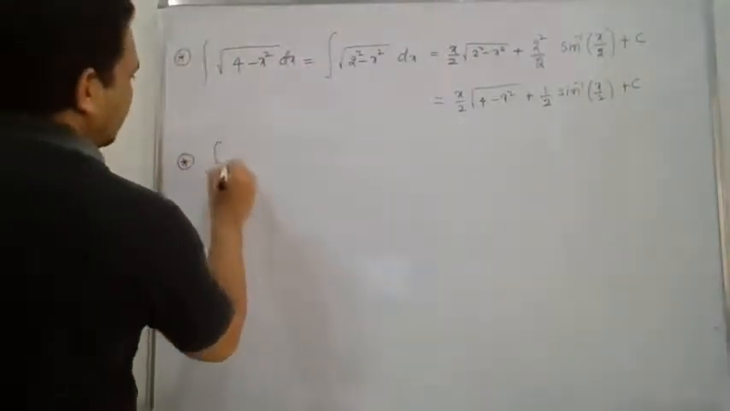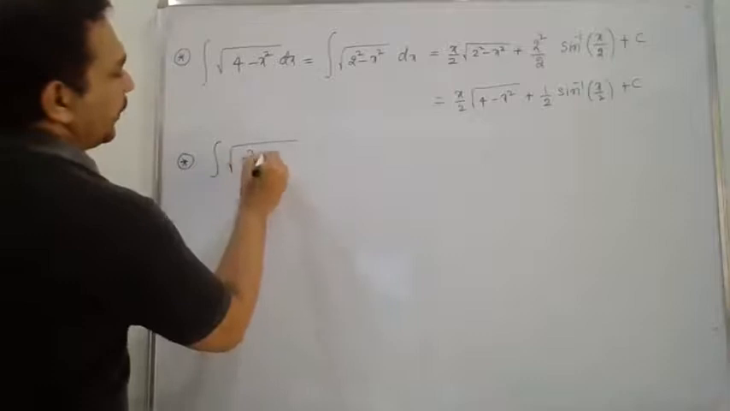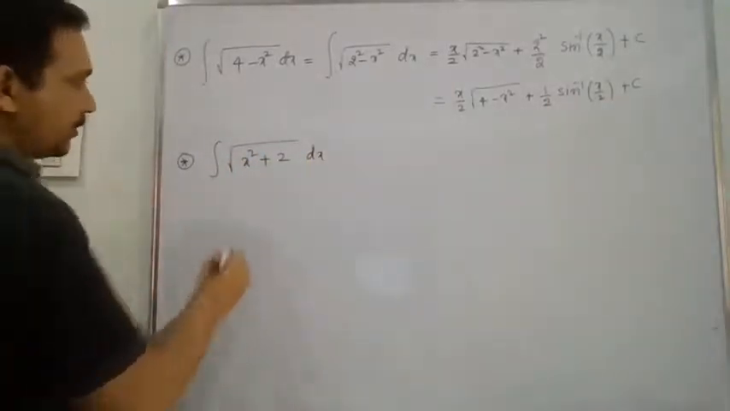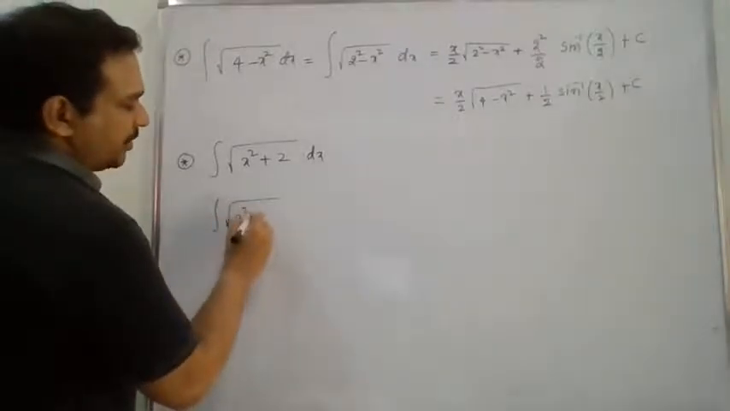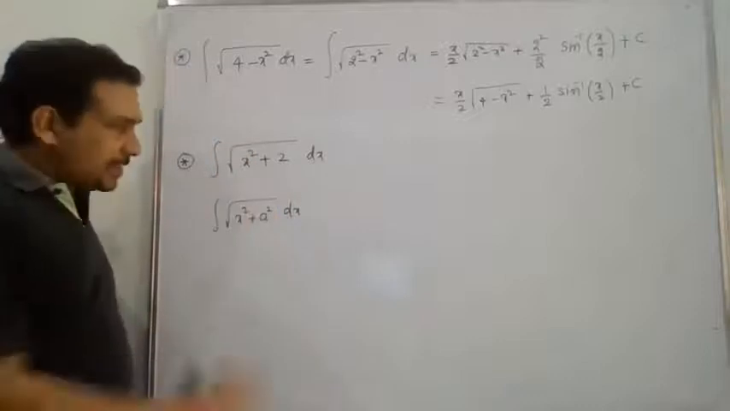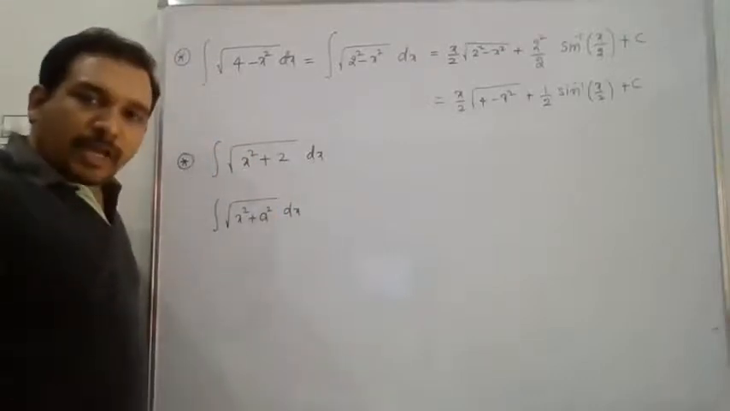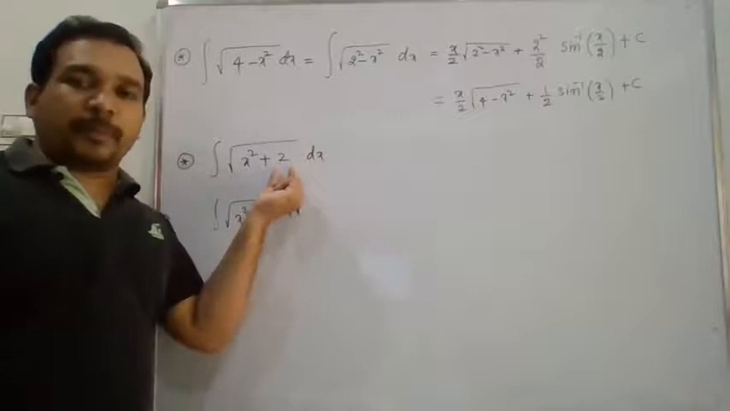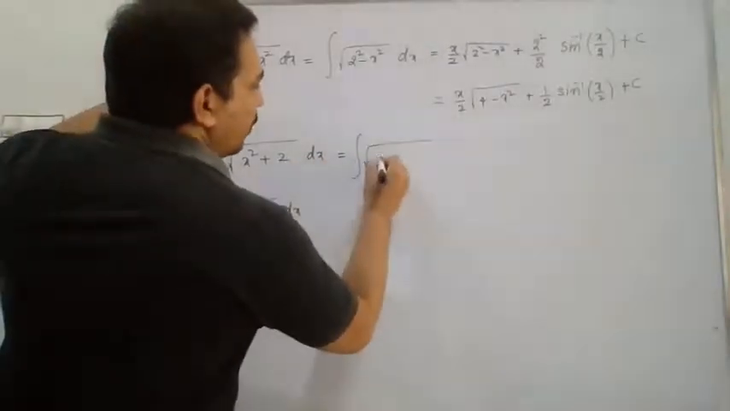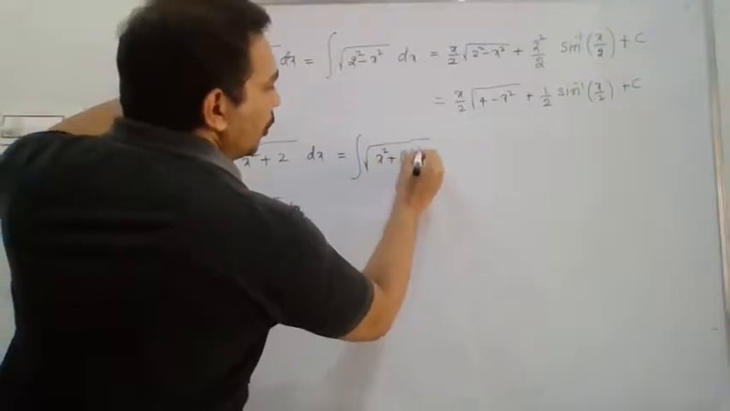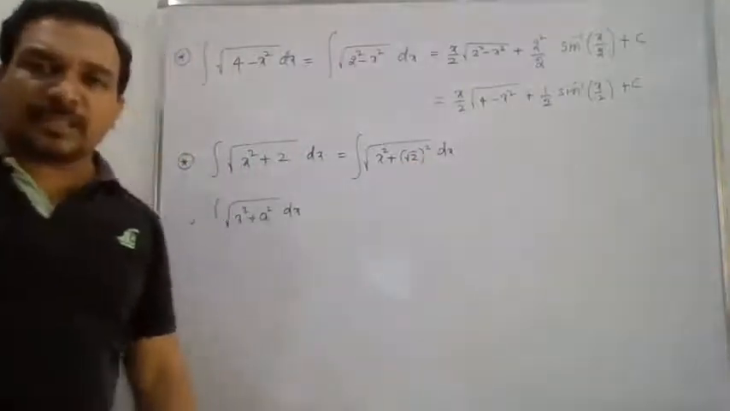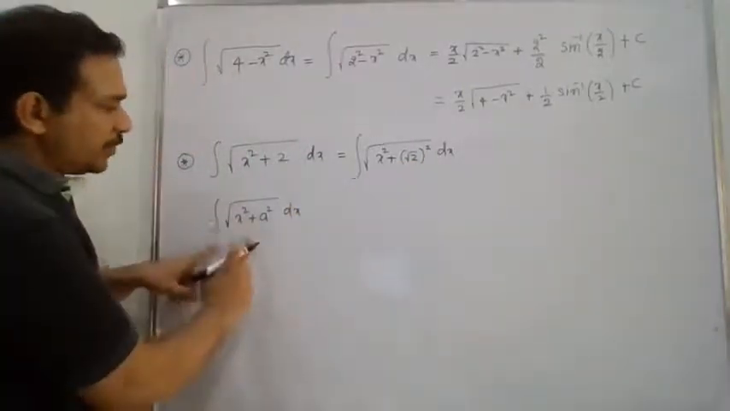One more question. Integration of square root of x square plus 2 dx. This is in the form of what? Integration of square root of x square plus a square dx format. But this 2 is not a perfect square such that I can write it as a square. But I can write it as a whole square. So it can be written as integration of square root of x square plus root 2 whole square dx. Root 2 whole square is nothing but 2 itself. So this formula I can apply here.